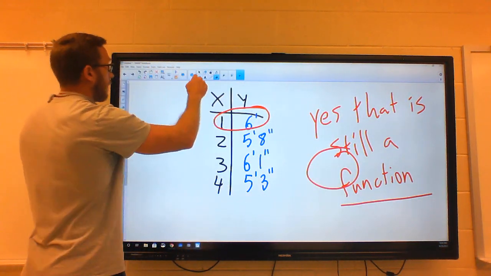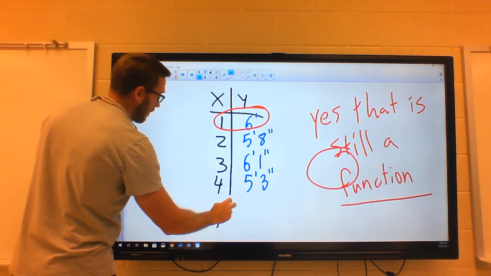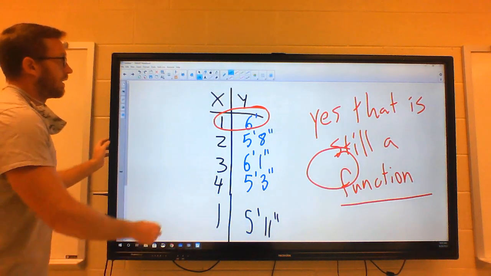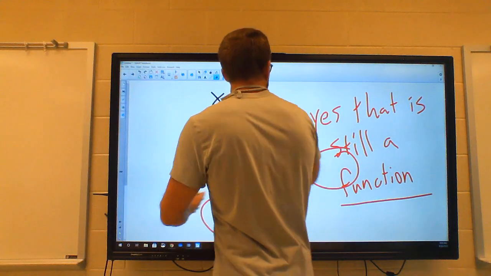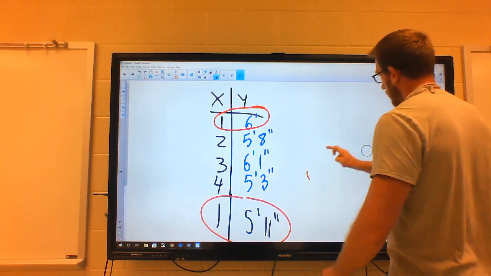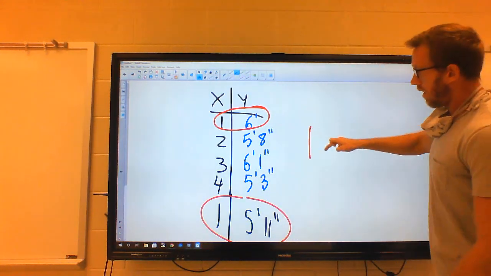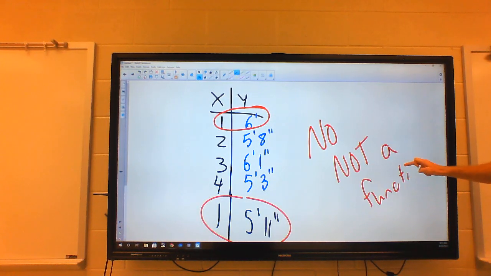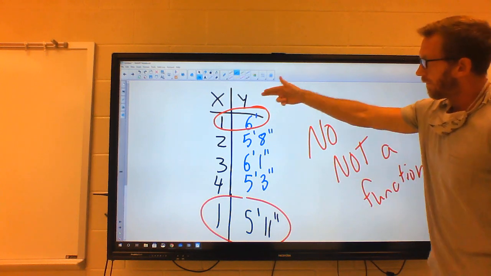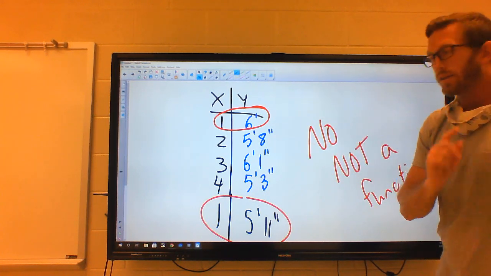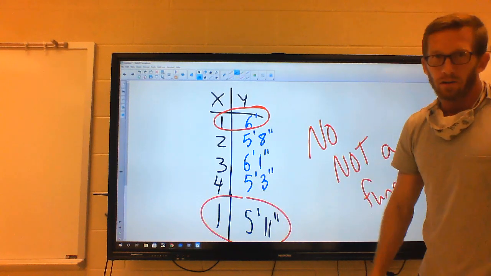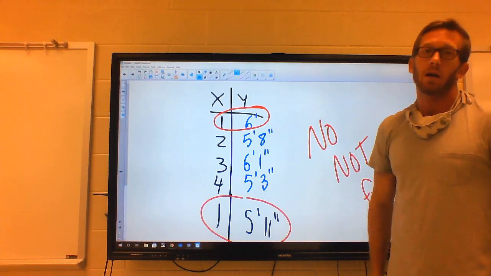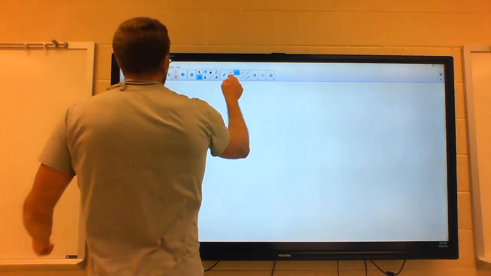Watch this. What if I repeat myself now and I say first person is 5'11". Okay. Now all of a sudden, we say, no, not a function. We cannot sit there and say the first person is 6 feet tall. Oh wait, now that same person is actually 5'11" at the same moment in time. That can't be possible. I cannot be two heights at the same time. Okay? That does not work.